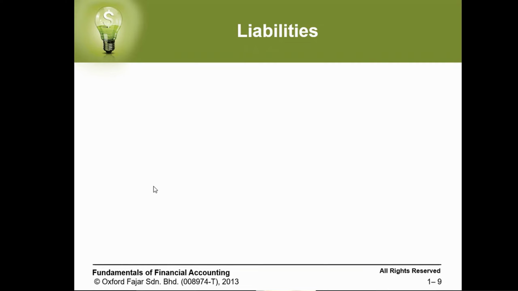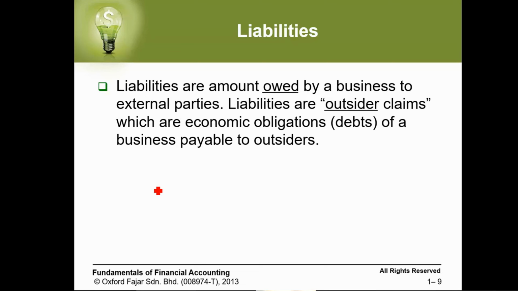Liabilities. Liabilities, as we mentioned, is what the company owes to others. When we say others, it means anyone excluding the owner. Okay? So it is the amount owed by a business to external parties. If you notice, it is for external parties. Liabilities are outsider claims, which are economic obligations of a business payable to outsiders.